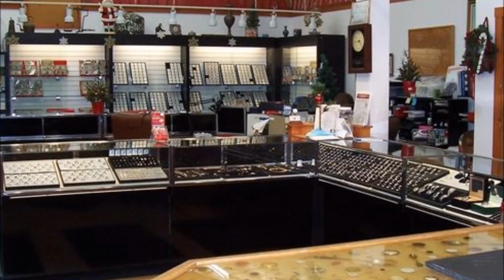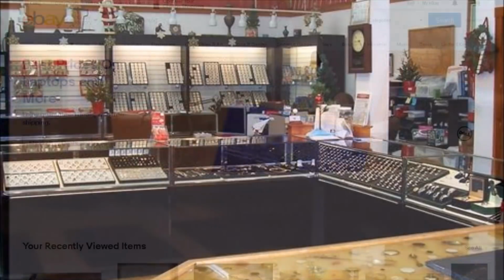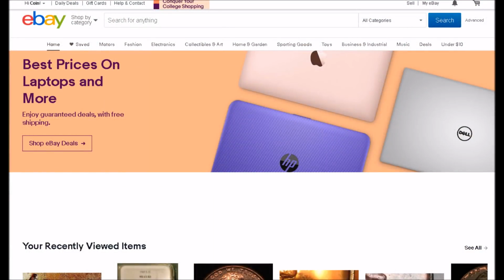So if you want to get top dollar, well, then you want to use places such as eBay or LetGo or OfferUp or Craigslist. eBay, you're reaching the world. eBay is a great way to sell. You just need to be careful with eBay. Make sure you know the ins and outs of eBay. And also keep in mind that eBay does charge fees.